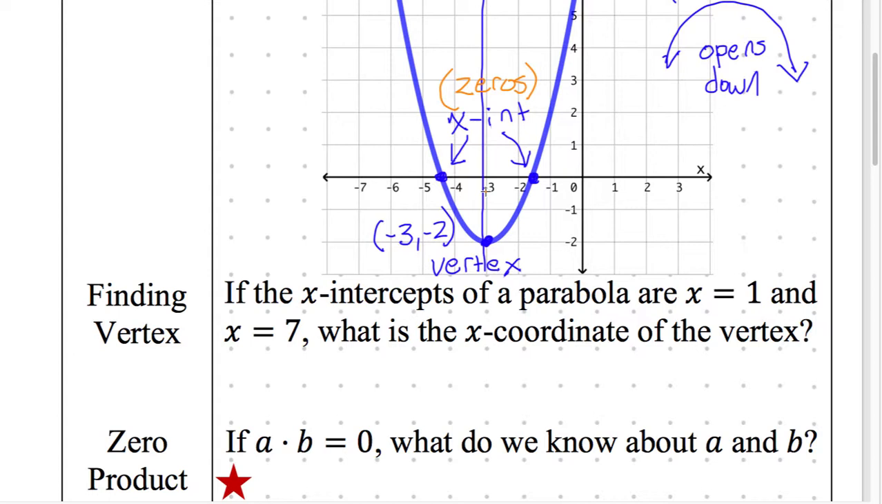Oh, yeah, go for it, Ellery. Well, just from looking at the graph on here, I can assume that the x-coordinate is 4, but I'm not sure if there's an actual way to find that. There is an actual way to find it.